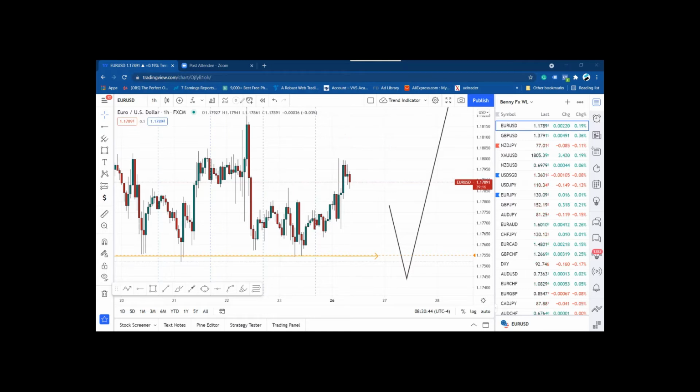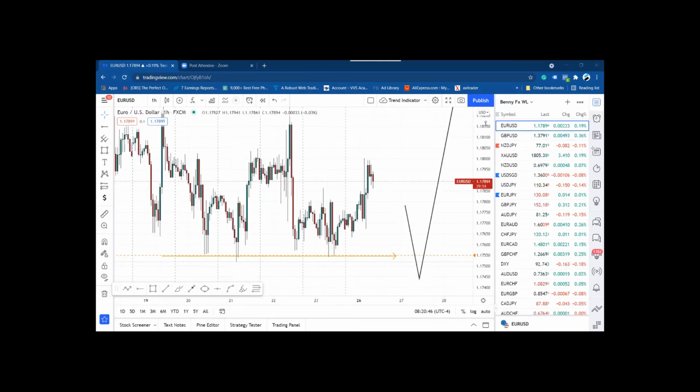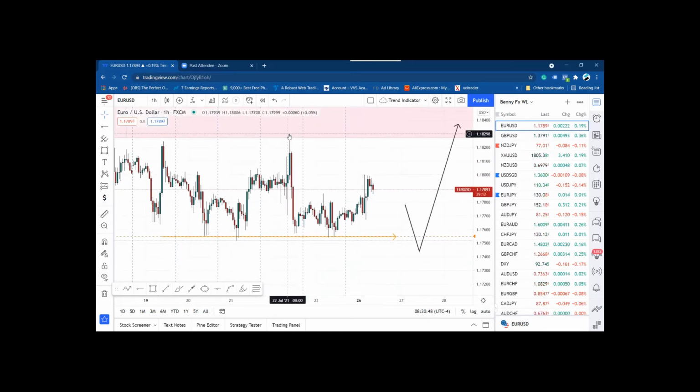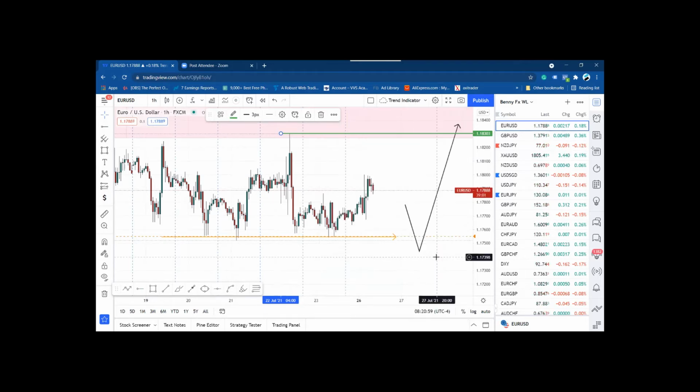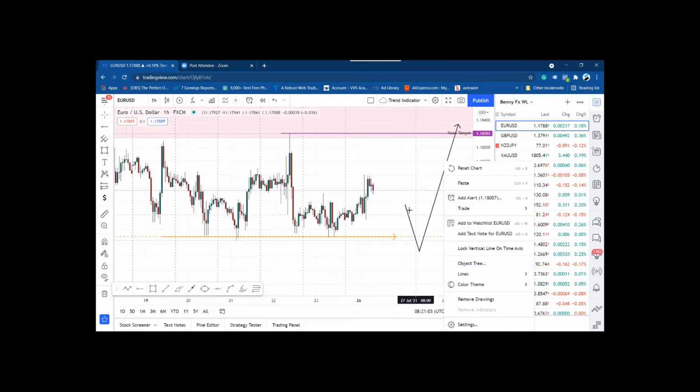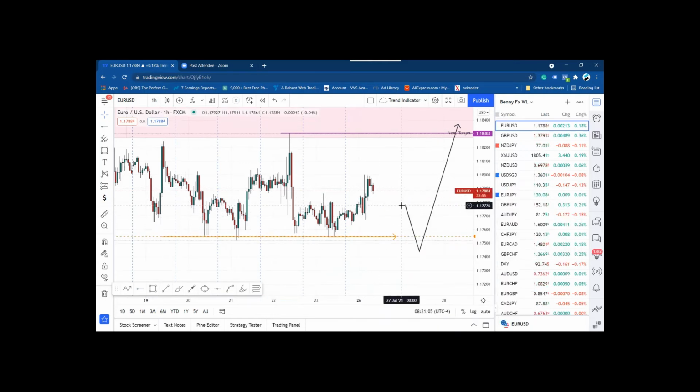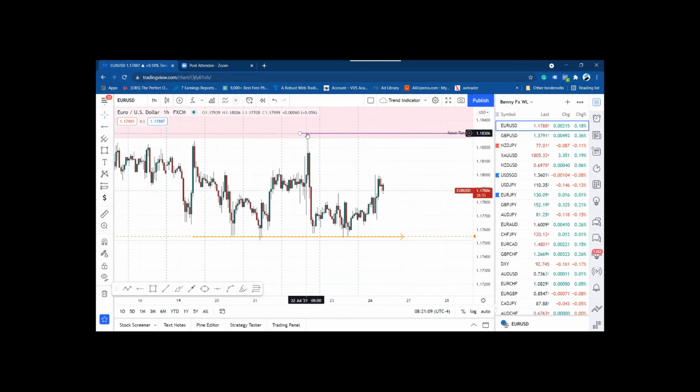Now, where is the target? The market wants to go higher. I think it is high. Okay, so let's mark. This is a target, near-term target. Okay, this is a next target. Okay, this is the next target.